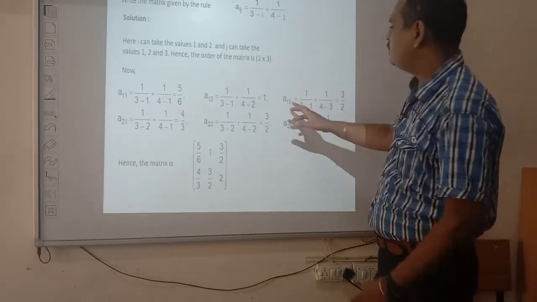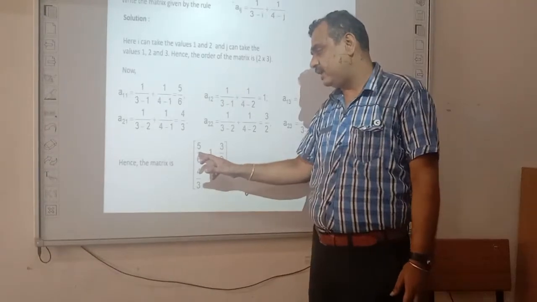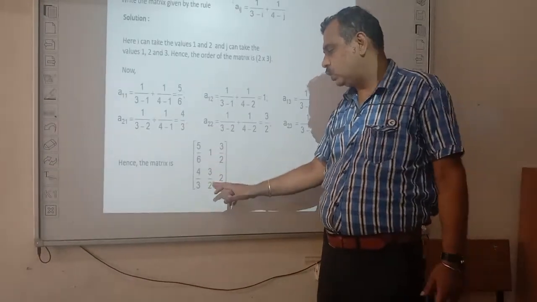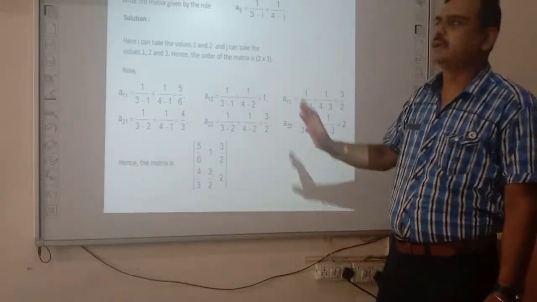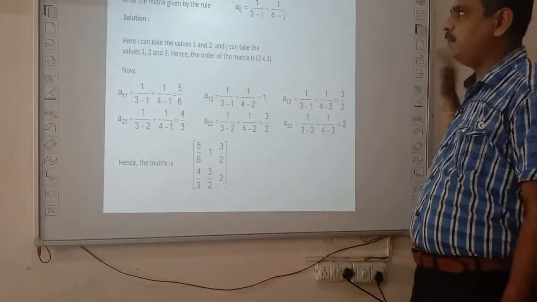Similarly, you can get the values of A13 and A23. Hence the matrix is A11, A12, A13, then A21, A22 and A23. You will get this matrix. This is your answer for this example.